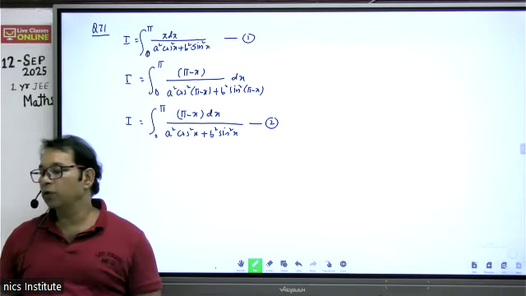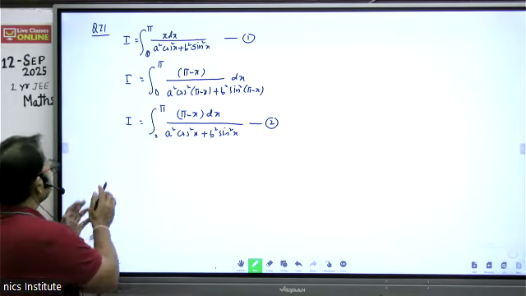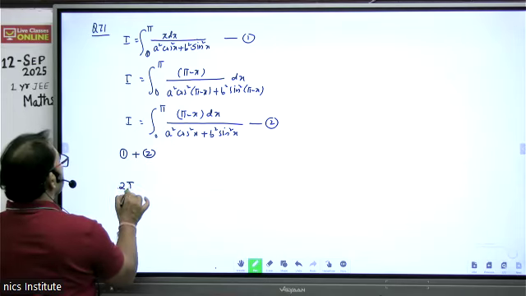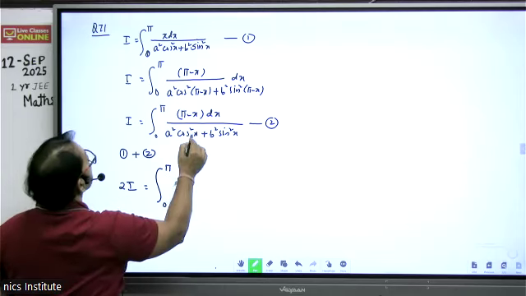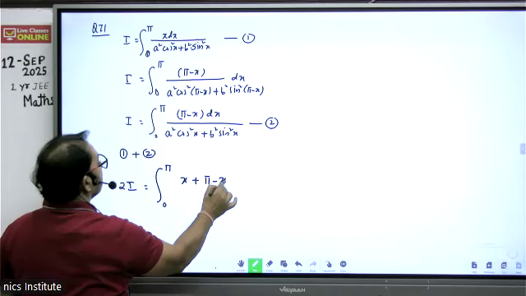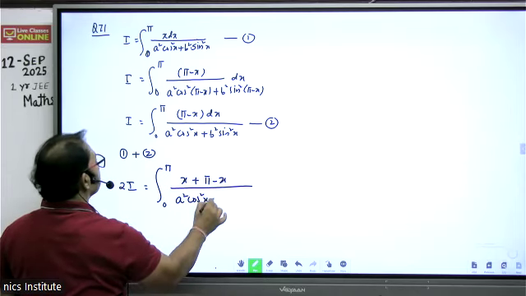Equation 1 and 2 both have the same limits, 0 to pi, and the same denominator. So add them up. 1 plus 2 will be 2I, limits 0 to pi, this plus this plus this. So x plus pi minus x, and the denominator is the LCM, which is common.